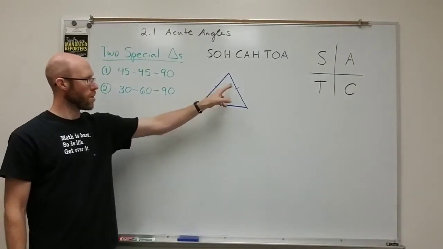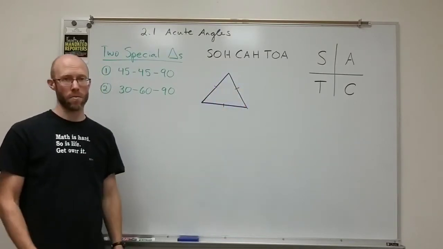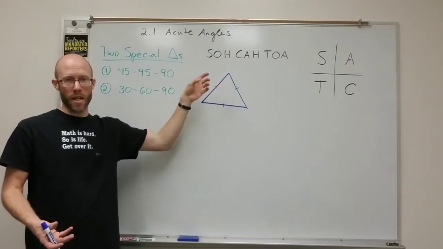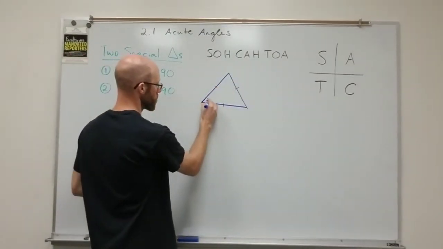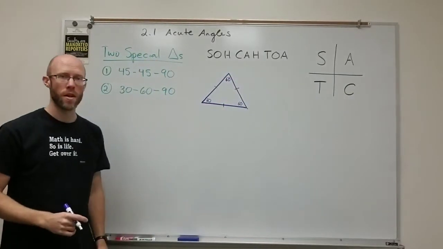In an equilateral triangle, all 3 sides are the same, which means all 3 angles have to be the same. Well, if all 3 angles are the same and we know they all add up to 180, that means all 3 of them have to be 60 degree angles, right? So I'm going to write 60 in there, 60 in there, 60 in there.